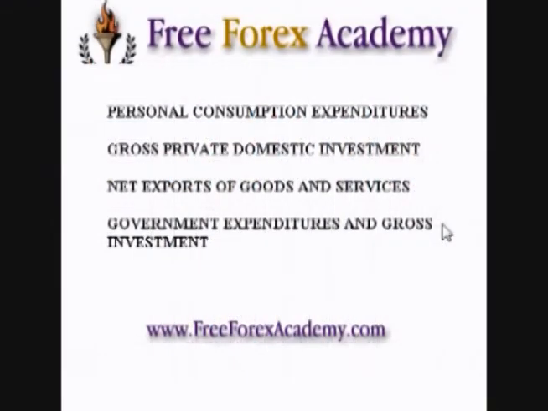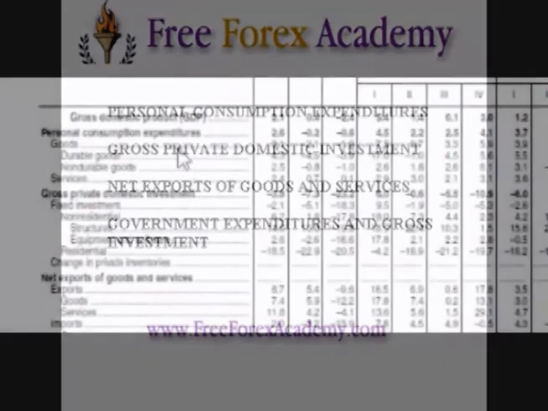Table 1 is then broken down into four main categories: personal consumption expenditures, gross private domestic investment, net exports of goods and services, government expenditures, and gross investment. Let's look at each more closely.